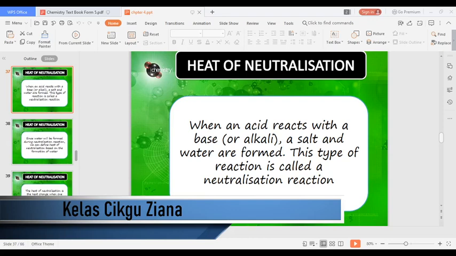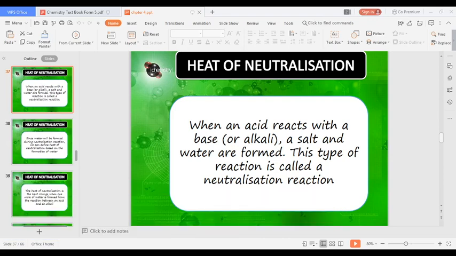Okay, good morning class. Today we will learn about the heat of neutralization. Bila kita belajar bab neutralization ni? Kita belajar bab neutralization semasa tingkatan 4, untuk bab acid and base.